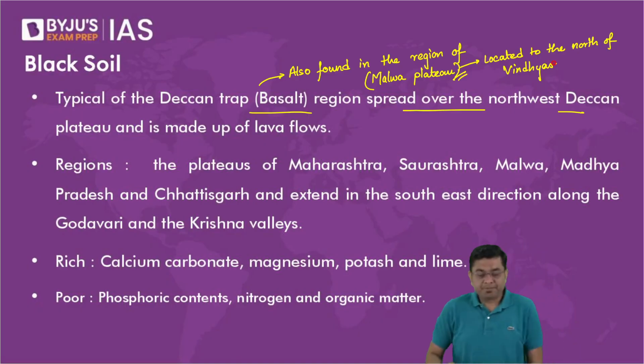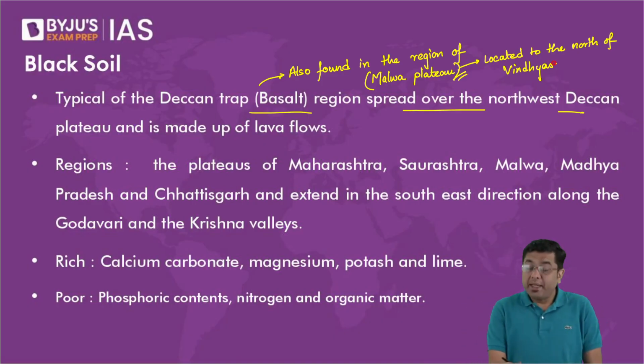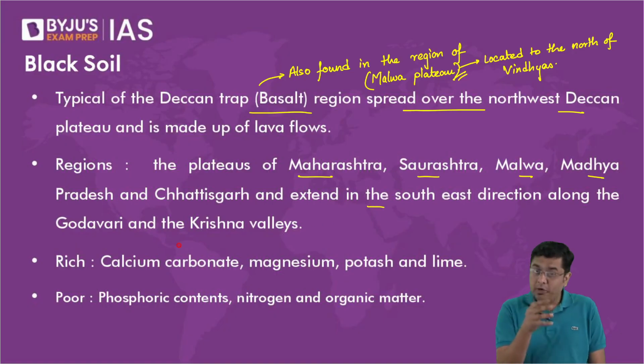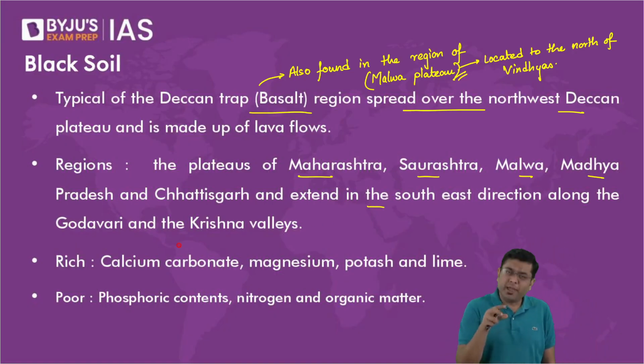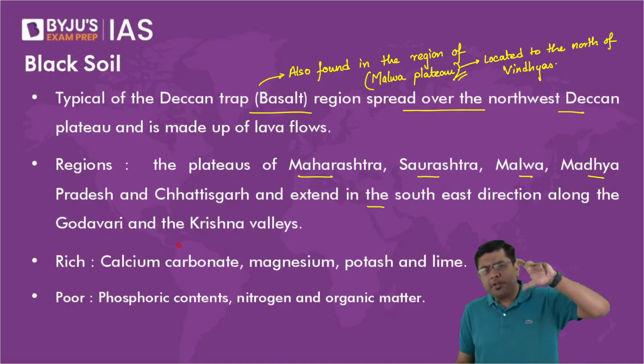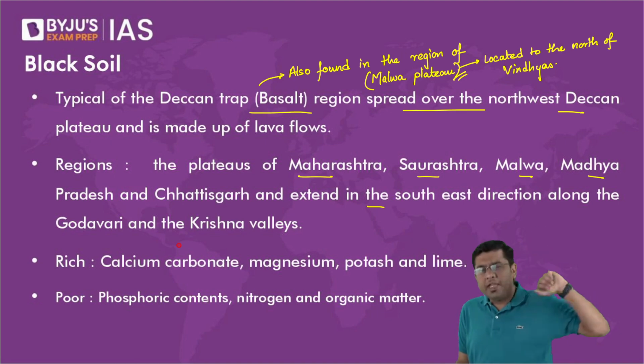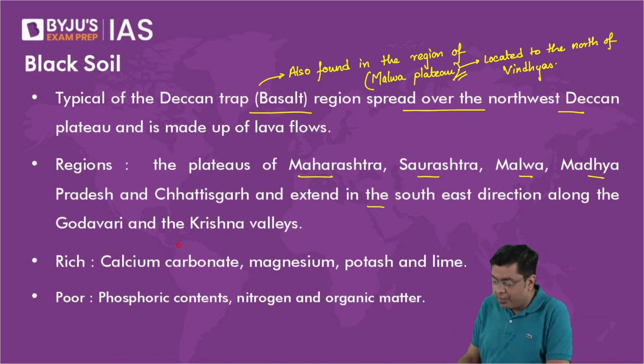Okay, now the regions where the black soil is present: the plateaus of Maharashtra, then Saurashtra, the Malwa region, Madhya Pradesh and Chhattisgarh, and extended in the southeast direction across the Godavari and the Krishna valley. So some portions in the Uttar Kannada region, and some portion in the northern portion of Karnataka, and some portion in the bordering areas of Telangana also, you will find the presence of the black soil.